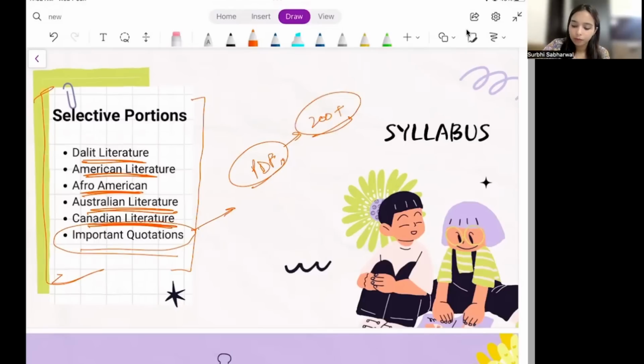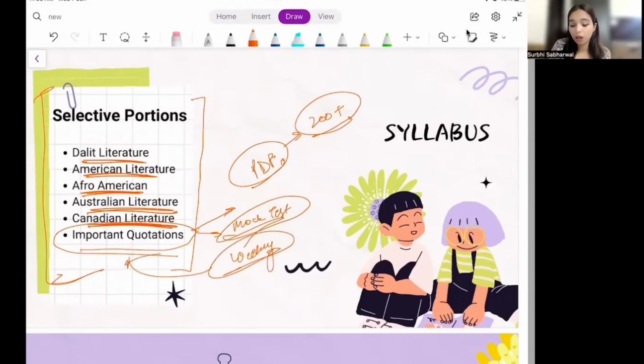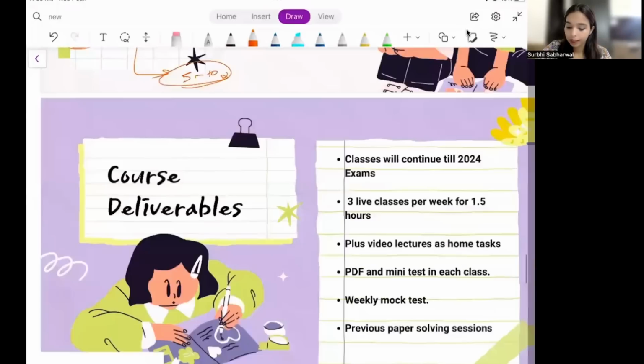And when we give you mock tests or conduct weekly tests, our focus would be on important quotations, because this forms, say, 5 to 10 questions in your CUET examination. So what is the context of the quotation? Who is the speaker of the quotation? Which book is the following quotation being taken from? Who is saying it to whom? So these sorts of questions, right?